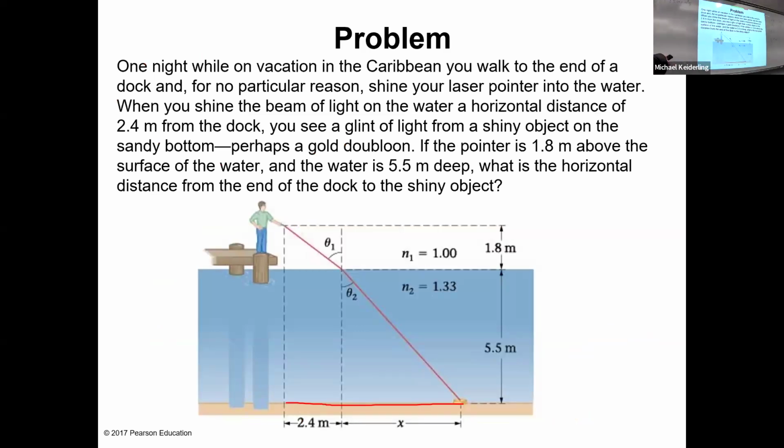While on a vacation to the Caribbean, you walk to the end of the dock and, for no particular reason, you shine your laser pointer into the water. When you shine the beam on the water a horizontal distance 2.4 meters from the dock, you see a glint of light from a shiny object in the sandy bottom. Perhaps a gold doubloon. If the pointer is 1.8 meters above the surface of the water and the water is 5.5 meters deep, what is the horizontal distance from the end of the dock to the shiny object? So this is asking for the distance from the end of the dock here to the shiny object.